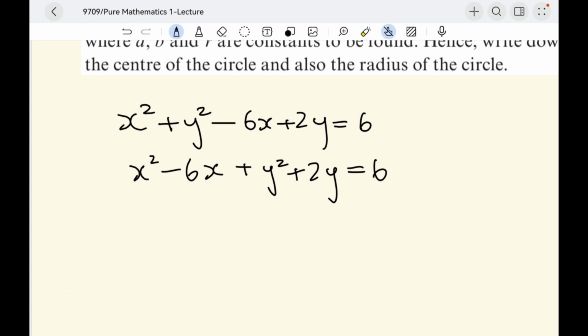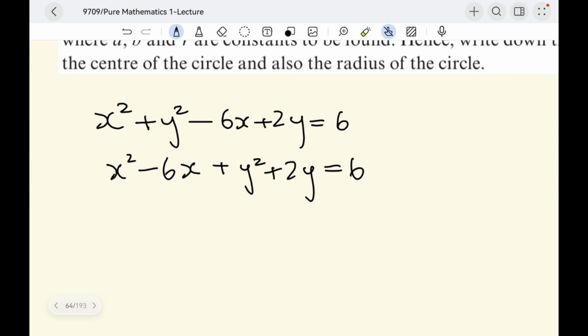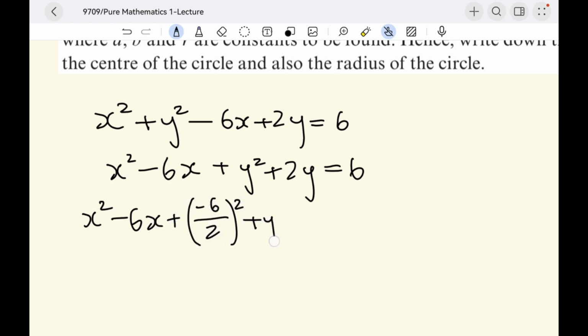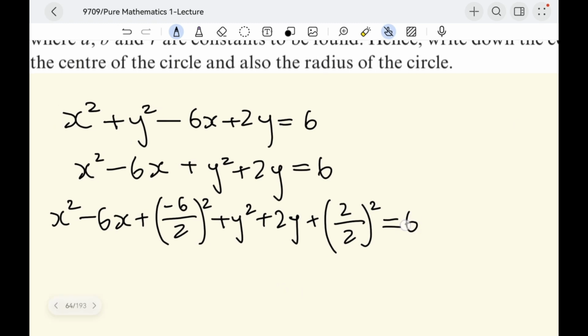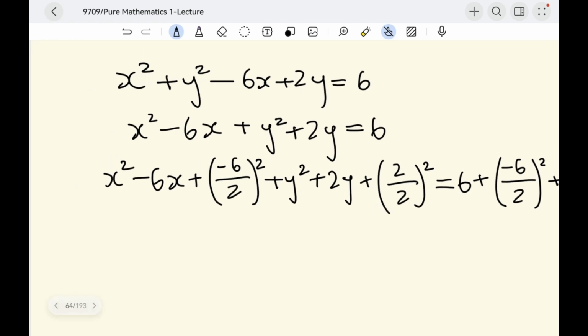Okay, just b over 2, bracket squared, for each term. So for the x you have negative 6 over 2 squared. For the y you have 2 over 2 squared. Meanwhile for the right hand side of the equation, you need to add negative 6 over 2 bracket squared and 2 over 2 bracket squared as well, so that you will factorize it easier.